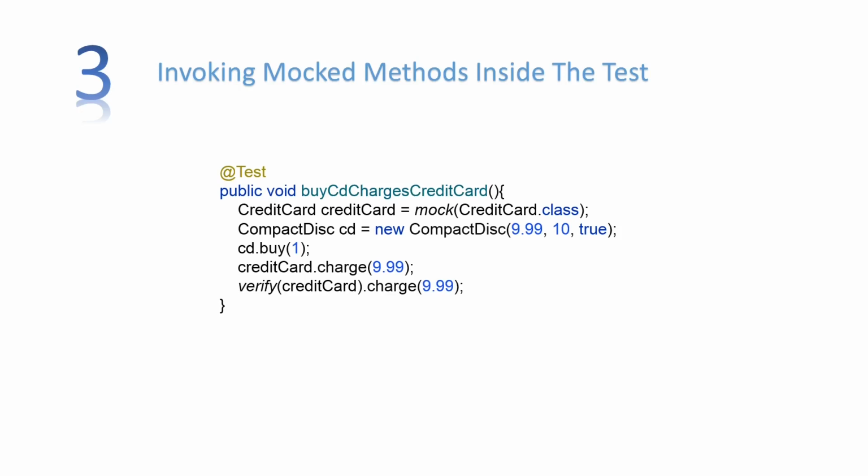But in this particular example, we're actually invoking the method creditcard.charge inside the test, whereas what we're supposed to be testing is that cd.buy invokes creditcard.charge. That's the whole purpose of this test, to test that the class that we're testing actually invokes the method on that dependency.